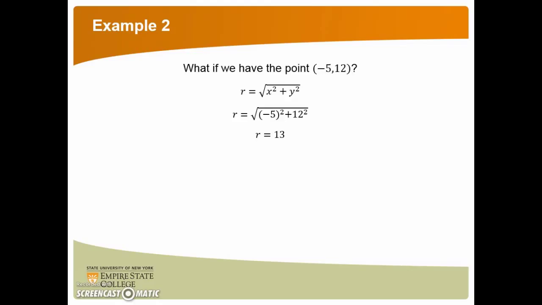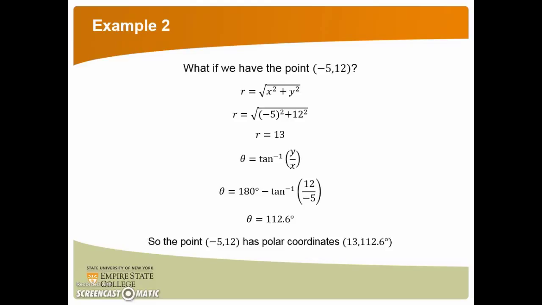Now let's find our angle measure. We need to recognize that the x value from our point is negative. This means that we will use the alternate formula to find the angle. So theta equals 180 degrees plus the inverse tangent of y over x. Plug in our values. Solving, we find that theta is 112.6 degrees. So the Cartesian point (-5, 12) is equivalent to the polar coordinate (13, 112.6 degrees).